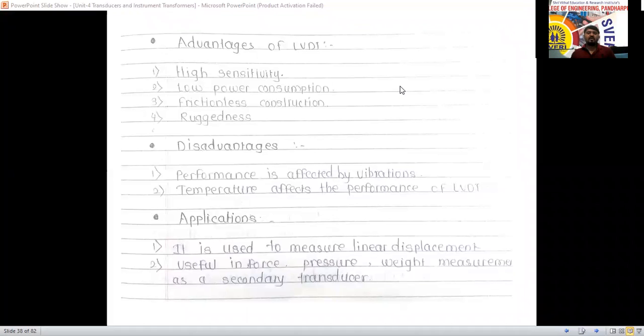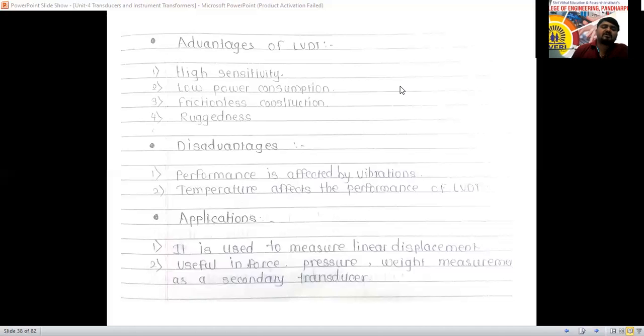Because of the movement and the continuous power supply, temperature also affects the performance of the LVDT, as the temperature may increase. So vibration and temperature both affect its performance.